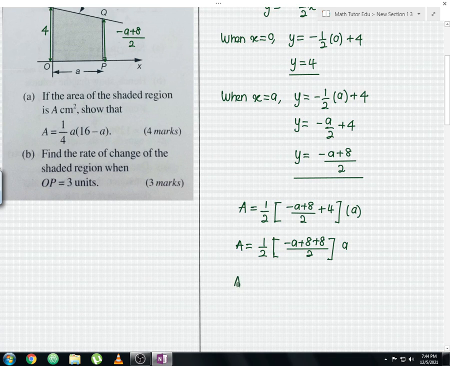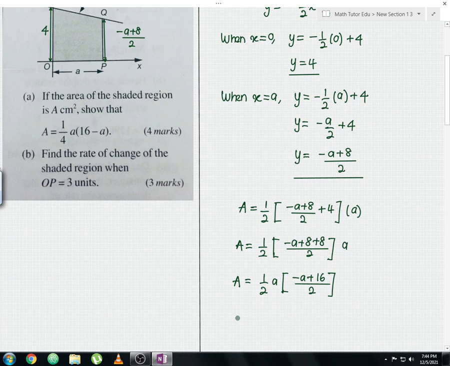So from here A will be equal to 1 over 2 times small letter a, and then square bracket. So you solve the inside bracket. From here you get negative A plus 16 over 2. Let me outline the fraction. So you're very close to our final answer. The next step is we're going to factor out the 1 over 2 and then multiply it with this constant over here.